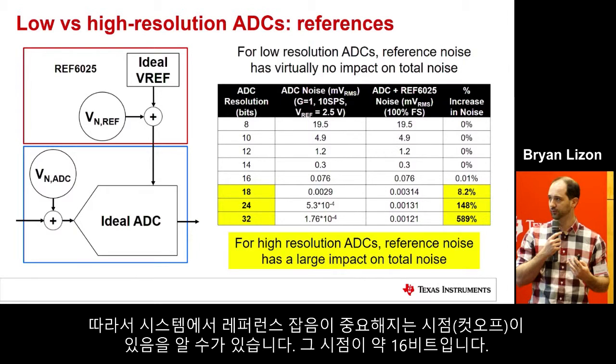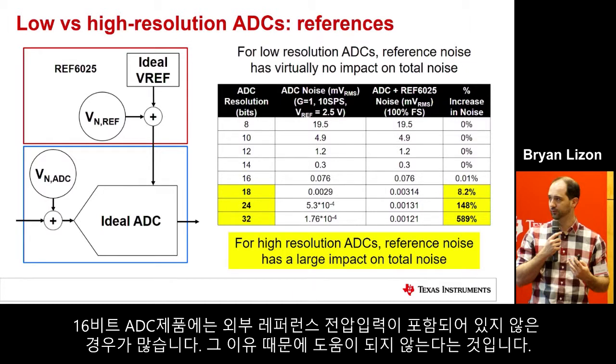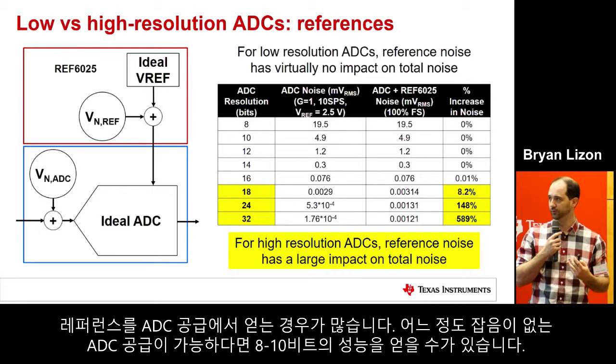So the key takeaway here is that there's kind of a cutoff for when reference noise matters in your system, and it's approximately the 16-bit level. A lot of ADCs at this level don't actually include external reference voltage inputs, so for this reason alone, it's just not going to help you. A lot of times, the reference is derived from the ADC supply. So if you have at least a reasonably noise-free supply, you can expect to achieve 8, 10, 12-bit performance.